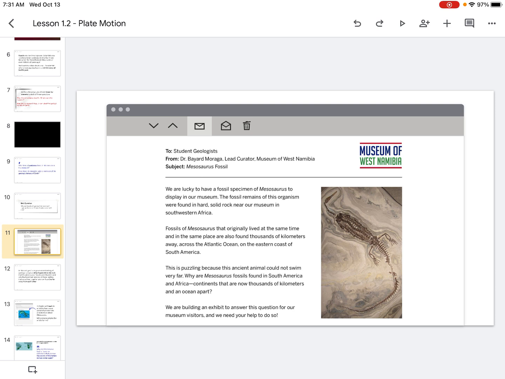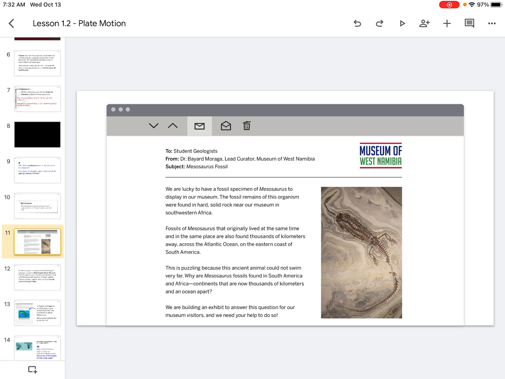And so how is it that we've got them on 2 different continents? This is puzzling because the ancient animal could not swim, not very far anyway. Why are Mesosaurus fossils found in South America and Africa, continents that are now thousands of kilometers and an ocean apart? We're building an exhibit to answer the question for our museum visitors, and we need your help to do so.